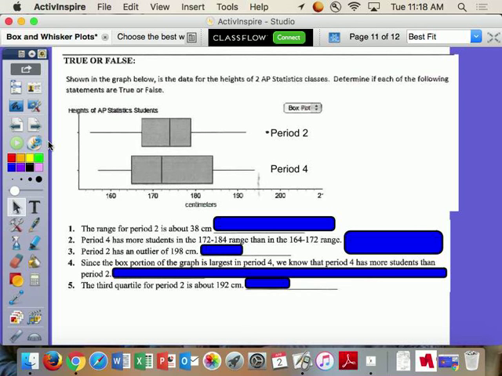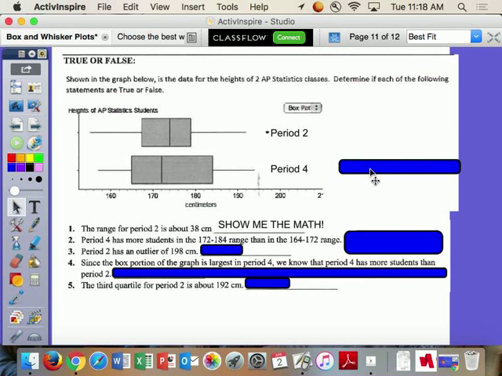All right. And then we'll be done with this and you can move on to that last sheet that you need to do. This is period 2. This is period 4. It's like looking at class data. Y'all took a test and I'm looking at how we did and what your scores are and stuff like that. So the range for period 2 is about 38 centimeters. So from highest to lowest. I want you to show me that math. As long as you show it to me, you're good.